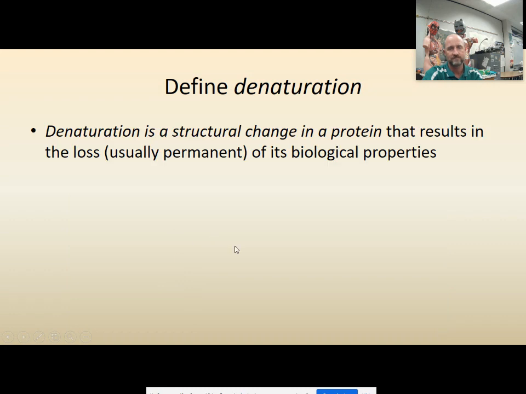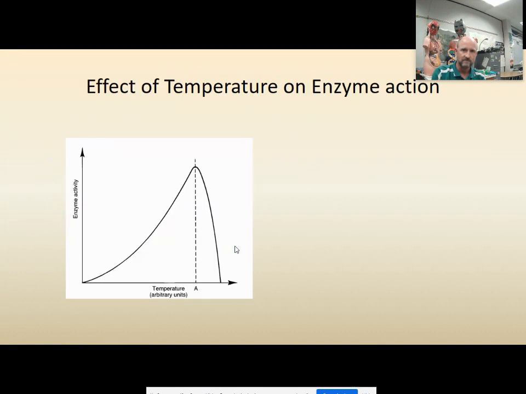So kind of cool. I would like you to define denaturation: it's the structural change in a protein that results in its loss of biological protein properties. I'm going to end it there for denaturation, but that's why you see this huge dip off in proteins. So we didn't write it down yet.